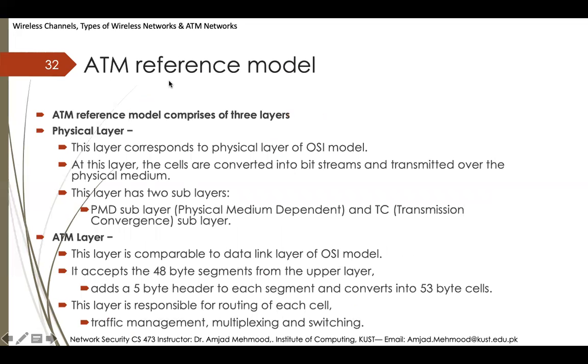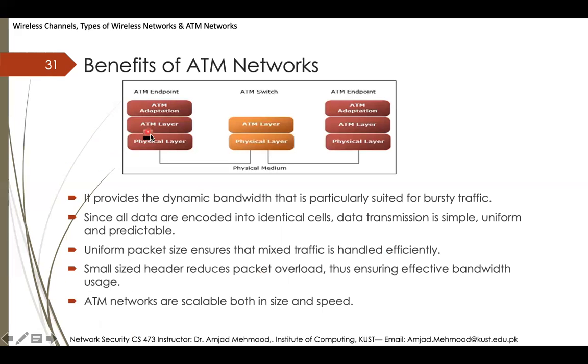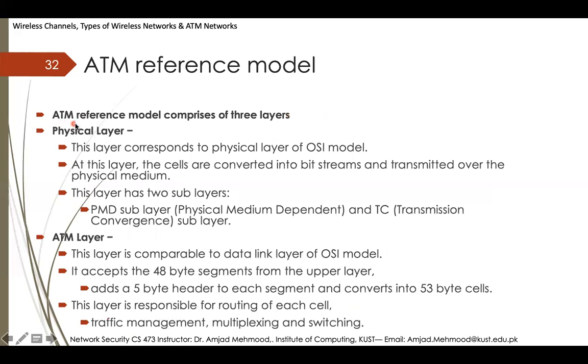Now these are the reference model's different parts; you can see here the different three models, like ATM endpoint. So the ATM reference model comprises three layers. Physical layer: this layer corresponds to the physical layer of the OSI model; like we have a physical layer in the OSI reference model, we have the same in the ATM reference model. At this layer, the cells are converted into bit streams and transmitted over the physical medium.